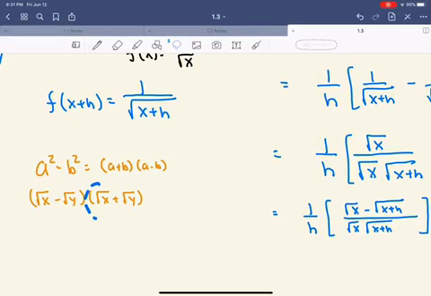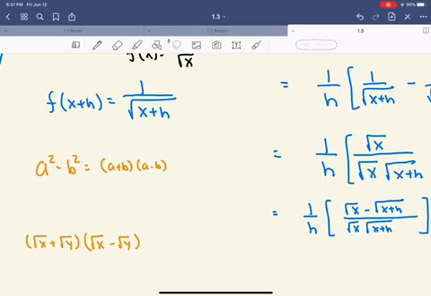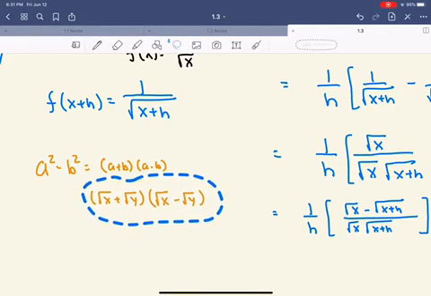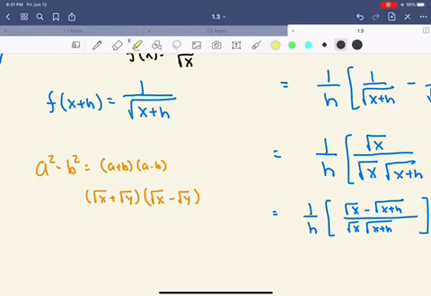Actually, let me change the order. You can see it follows the same pattern, right? Square root of x is a here. Square root of y is b. So, square root of x plus square root of y times square root of x minus square root of y is simply x minus y. You could multiply that out as well, but it's just something I want you to sort of get used to seeing.